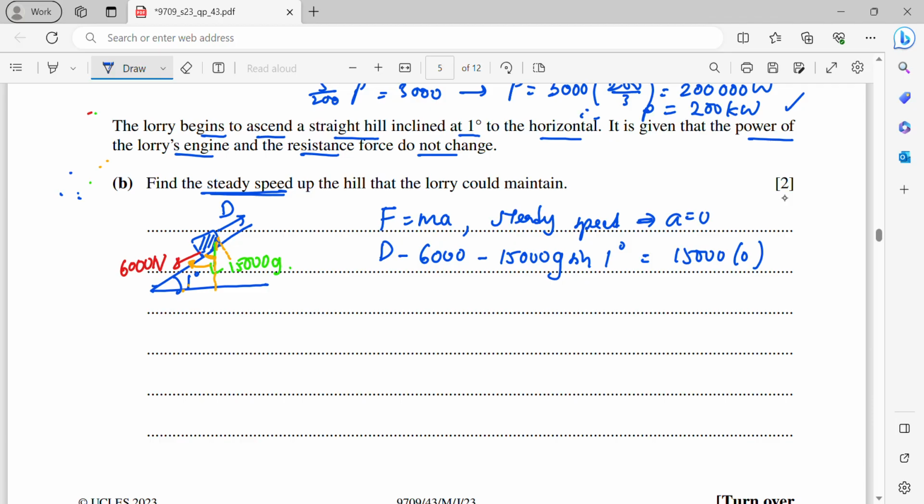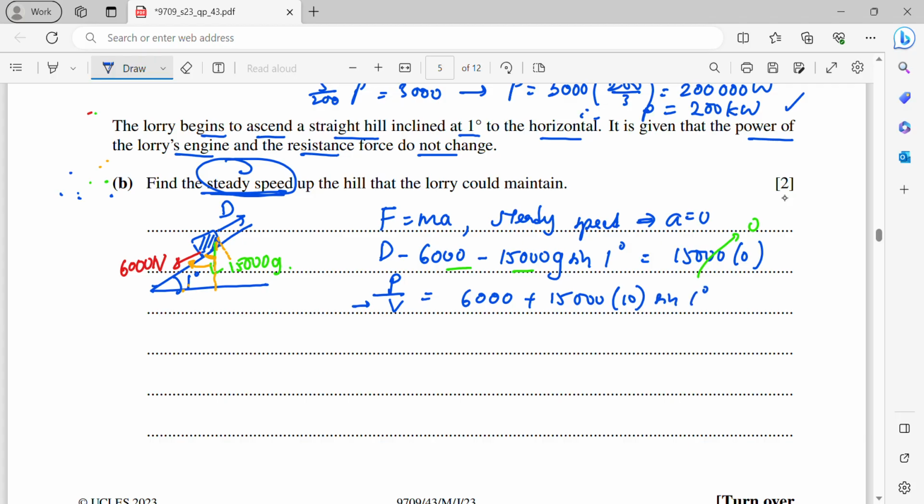Okay, so again, your D is P over V. Then I move all the terms to the right side, because we need to find the steady speed. Here is the speed. So then the right hand side will be 0. These two terms move to the right side and become positive. Then I will get 6,000 plus 15,000 times 10 for g, then sine 1 degree.